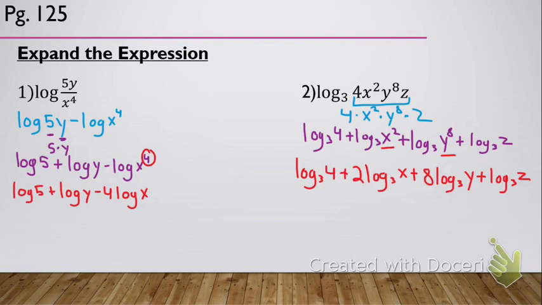And then the last thing you want to do is move your exponent. Everything that has an exponent. This doesn't have an exponent, so this 5 is going to be this 5.